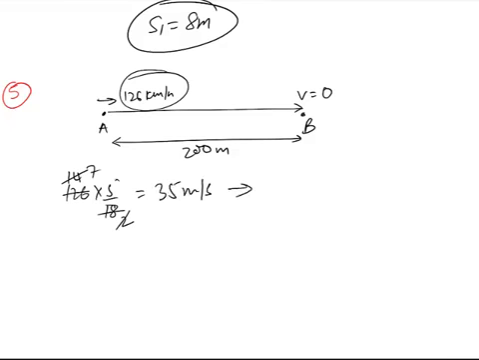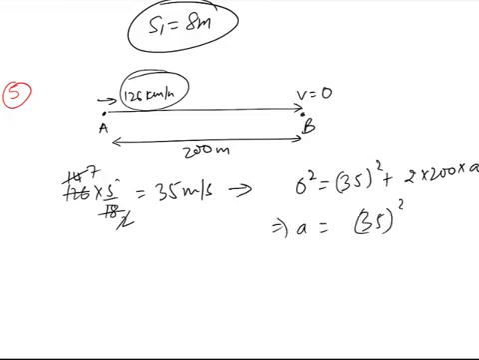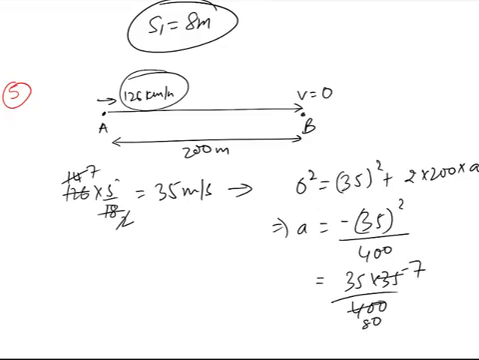Now let's apply the formula. 0 equals 35 square plus 2 into 200 into a. So a is 35 square, but negative of it, by 400. So this is 35 into 35 over 400, 7 and 80 and 16 and 7 again, 49 over 16. So 16 into 3, 48, 3.06 looks right.